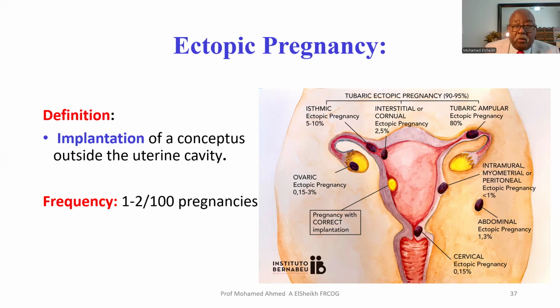So ectopic pregnancy, by definition, is implantation of the conceptus outside the uterine cavity, with a frequency rate of 1 to 2 per 100 pregnancies. And as you can see in this picture, it could be implanted outside the uterus, mainly the fallopian tubes, 90 to 95% of it. It could be within the muscles, which is usually rare. It could be ovarian, as we'll see in a minute. It could be abdominal, and it could be cervical. So implantation outside the uterine cavity.